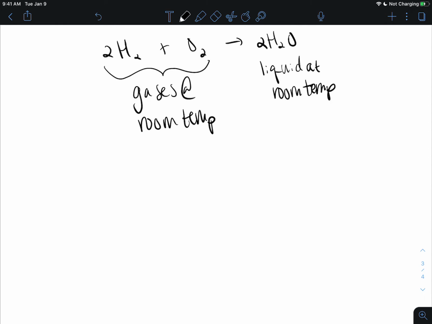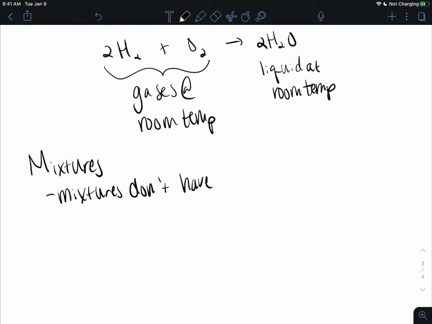Okay, that concludes our pure substances. Let's move on to our mixtures. So here we have two or more pure substances mixed together in some ratio. And while our pure substances have a fixed composition, that law of constant composition, our mixtures do not. So mixtures don't have a set composition. It just depends on how much of each of your substances you add in.